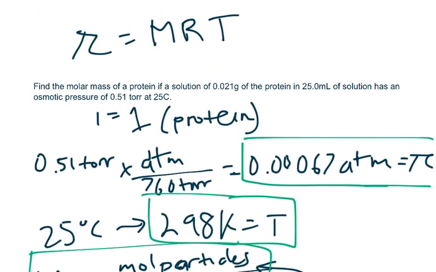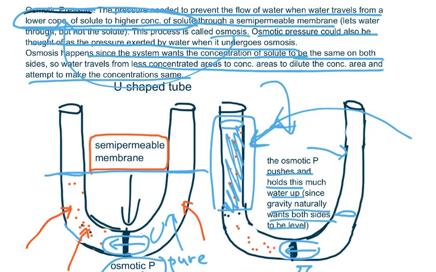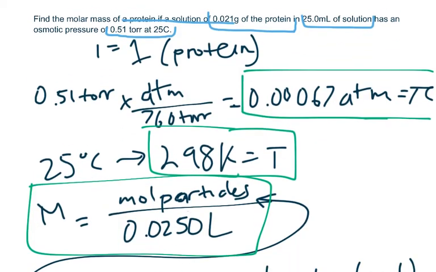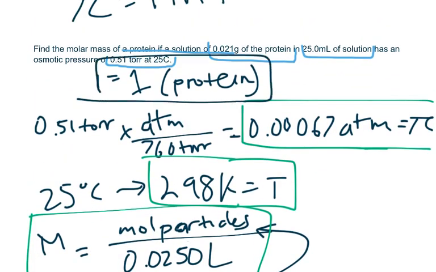So, we need to find the molar mass of a protein in a solution of 0.021 grams of the protein in 25 mL of the solution, and this solution turns out to have an osmotic pressure of 0.51 torr at 25 degrees Celsius. So how do scientists find osmotic pressure? Well, they set up this apparatus, and on one side they have pure water, and on the other side they have a solution. So, same deal, and we know that the van't Hoff factor i of the protein is 1.